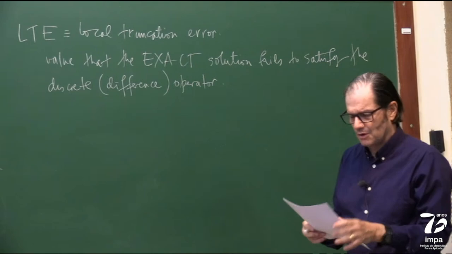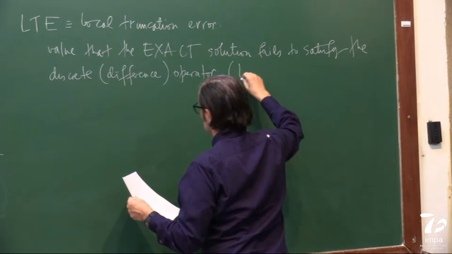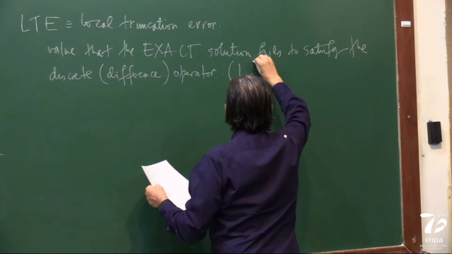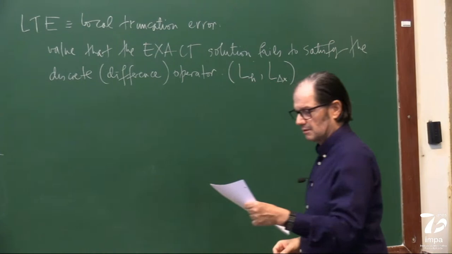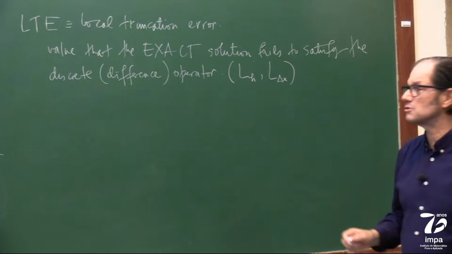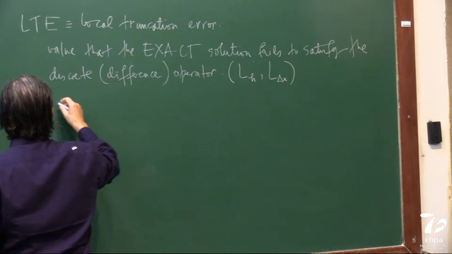Okay, so let me use operator notation. Let me call it the discrete difference operator. In the notes I'm calling it L sub h or L delta x. I use both notations, it doesn't matter. I think L sub h is easy. So this is the discrete operator, and here is the differential operator.